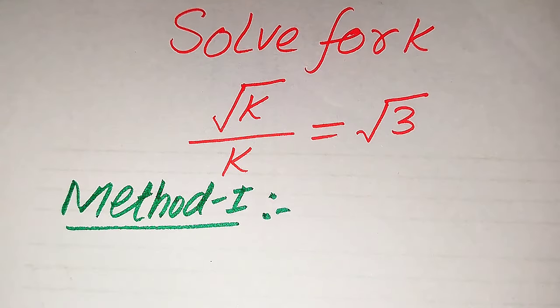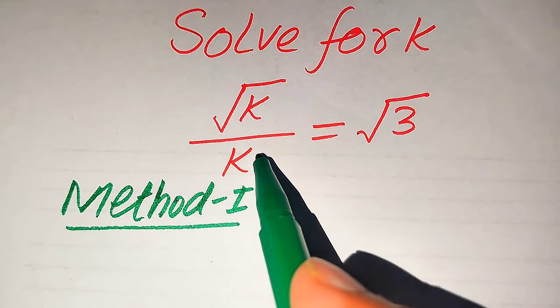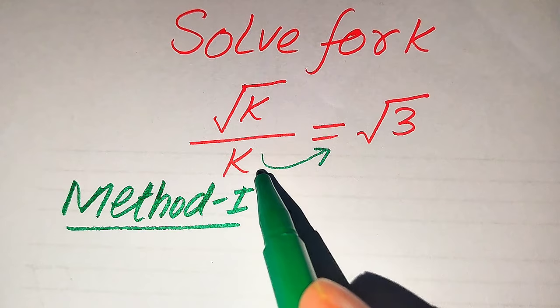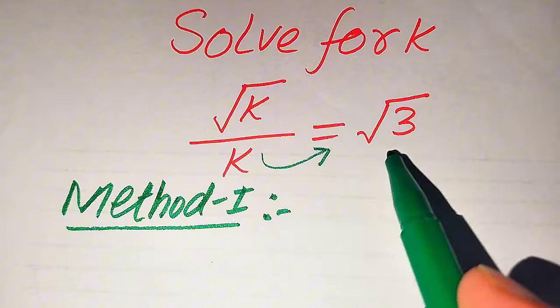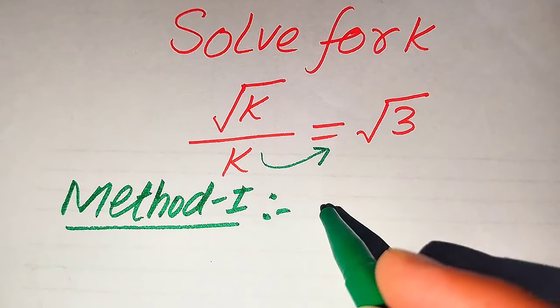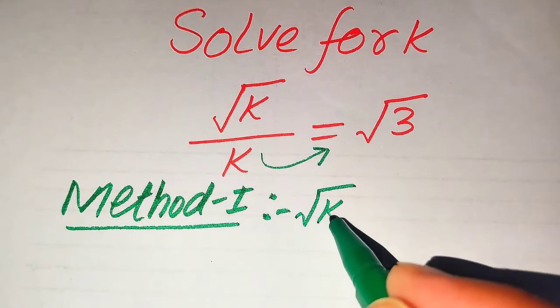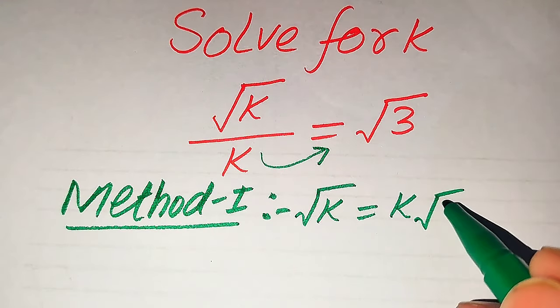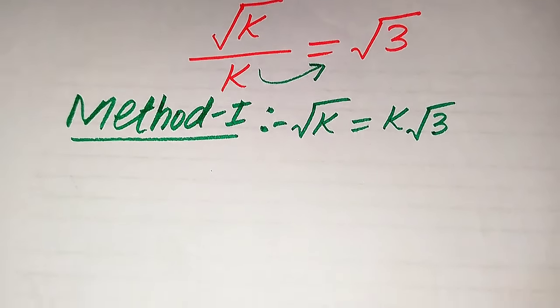Now we move towards our first method. In the first method, we need to move this k to the right hand side. You see here this is divided on the left hand side, and when we move it to the right hand side it is multiplied by the square root of 3. It will be written as the square root of k is equal to k times the square root of 3.